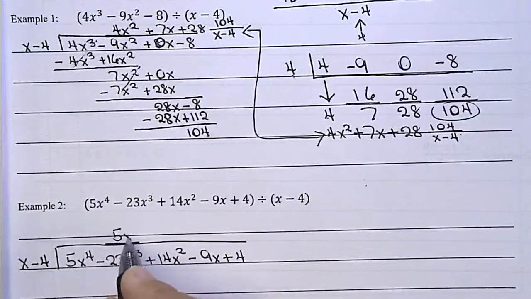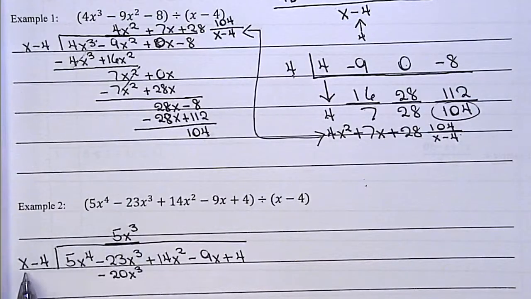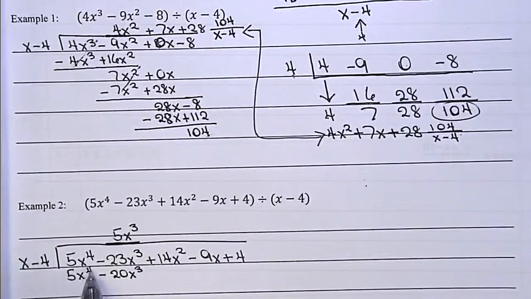5x cubed is where I start. And then I multiply. I say 5x cubed times that negative 4. Well, that's a negative 20x cubed, isn't it? And I say 5x cubed times x, 5x to the power 4. Now, I have to subtract these two terms from the top one, so I will change their signs. Negative, positive, and now I can combine them.